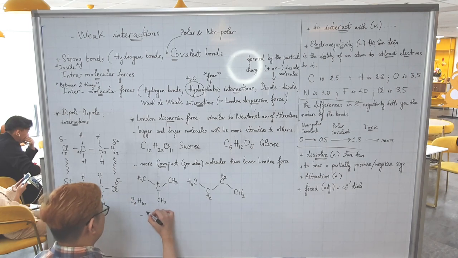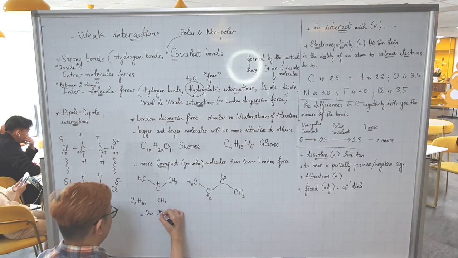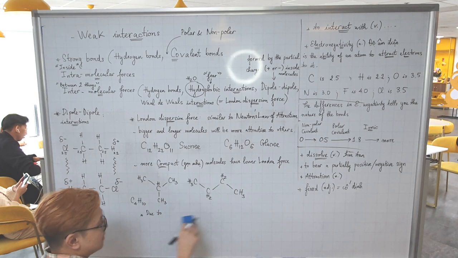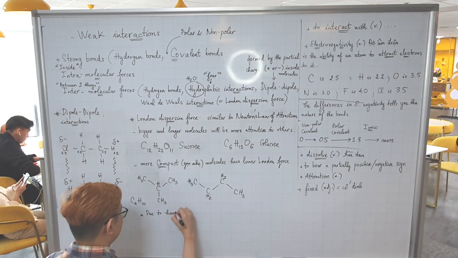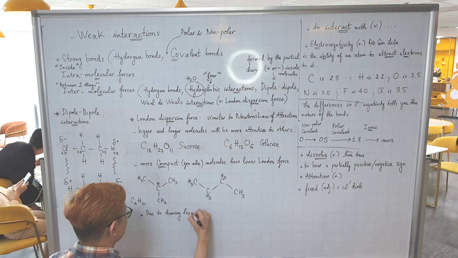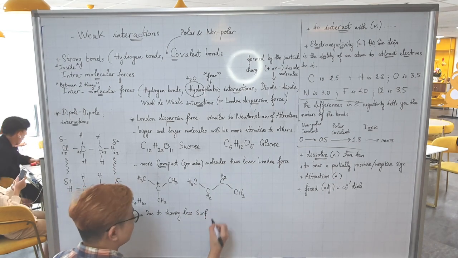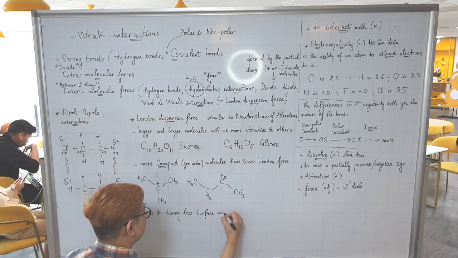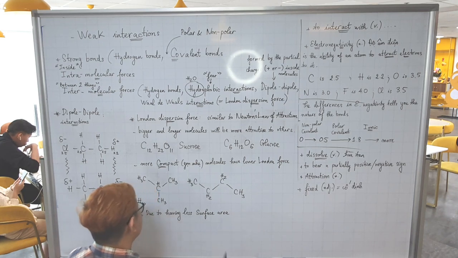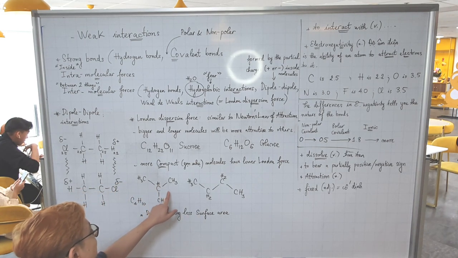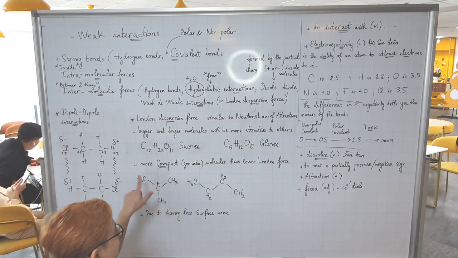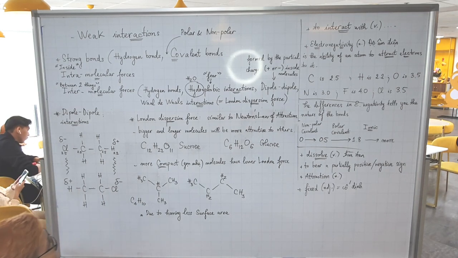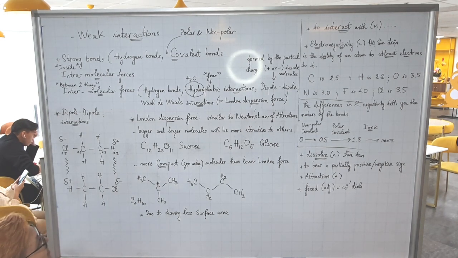Because of, due to having less. Do là có ít hơn. Due to having less surface area. Cái từ đọc là surface nha. Surface. Surface area. Due to having less surface area, this one has less London dispersion force than this one. Okay. Does it make sense now? Okay.